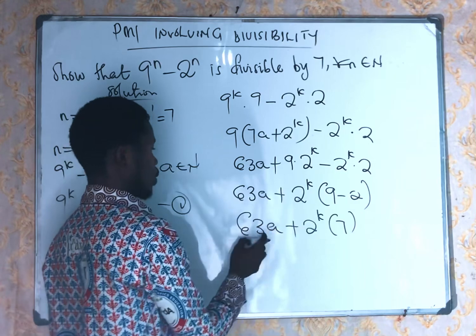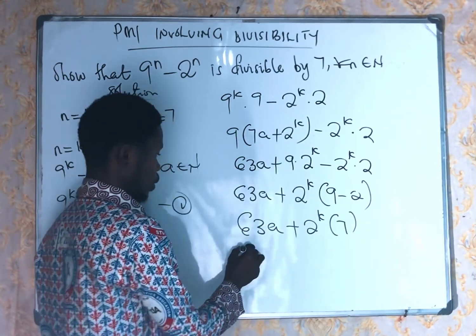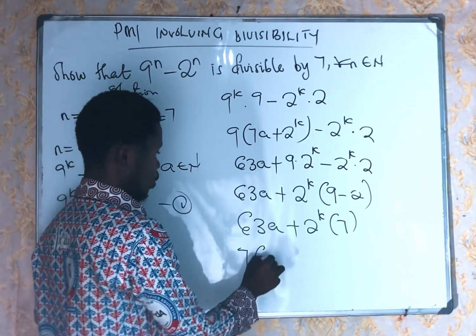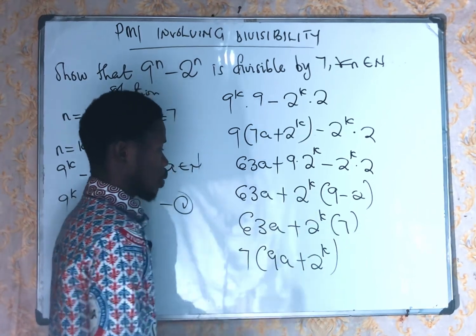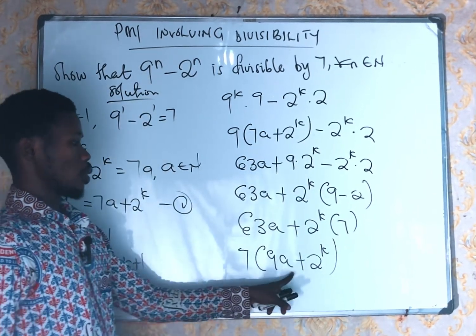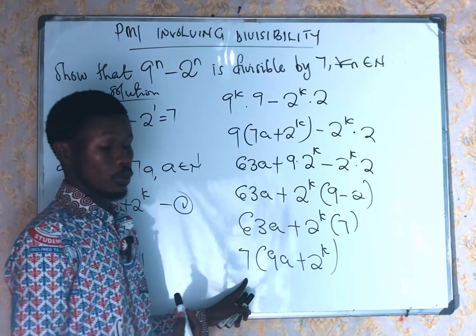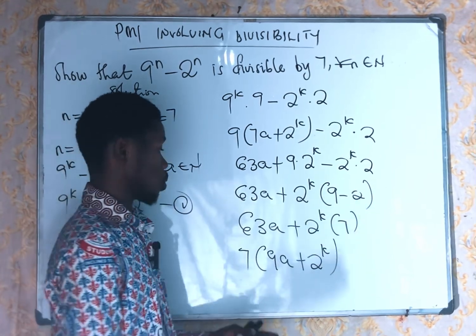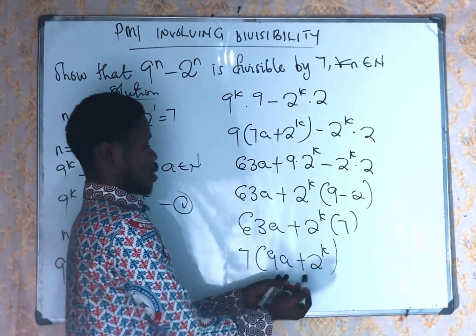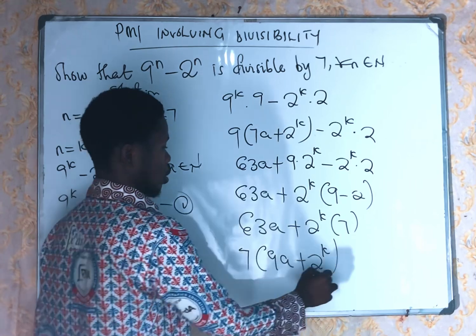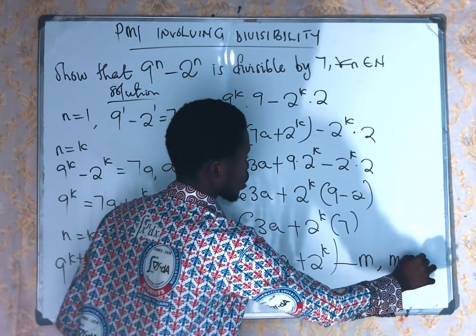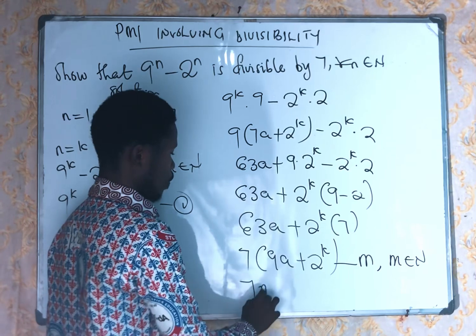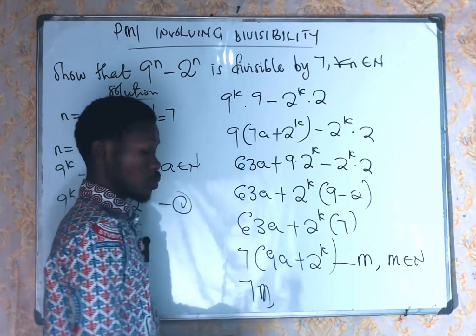This and that have 7 as a common factor. I can bring it out, leaving 9a plus 2 to the power k. Now I can replace the whole of this one, since we have 7 out, so we don't have a problem. I can replace the whole of this by, let's say, letter m, where m also belongs to the natural numbers. So I can have 7m. So indeed, it is proven.